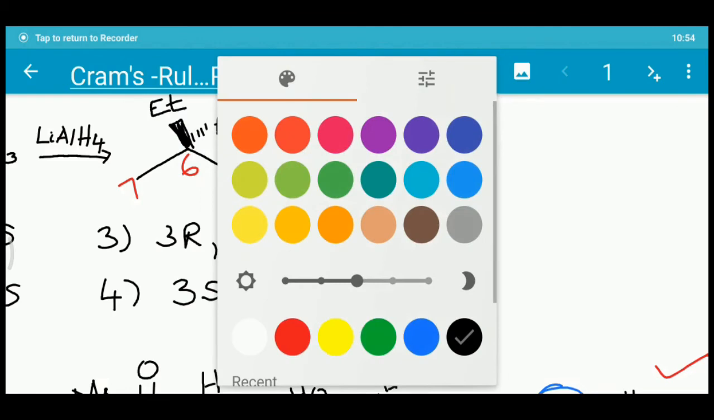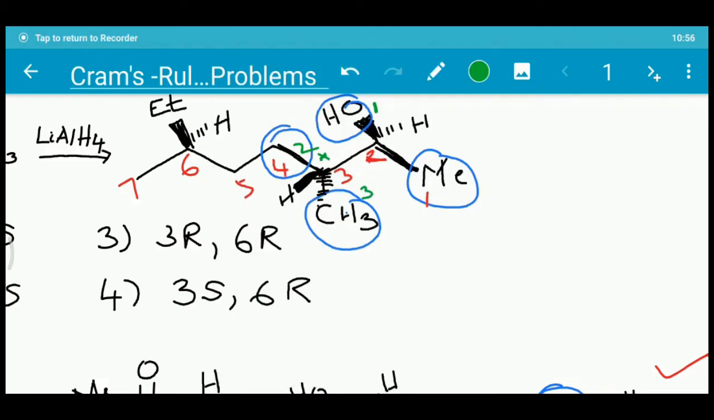Now if I take this as number 2, and my methyl will be number 3, you can see my hydrogen is pointing towards me. I move in an anti-clockwise direction. So I have my 1, I have my 2, I have my 3. I move in an anti-clockwise direction, but my hydrogen is protruding towards me. Therefore, it is R. Therefore, I have my 3R.